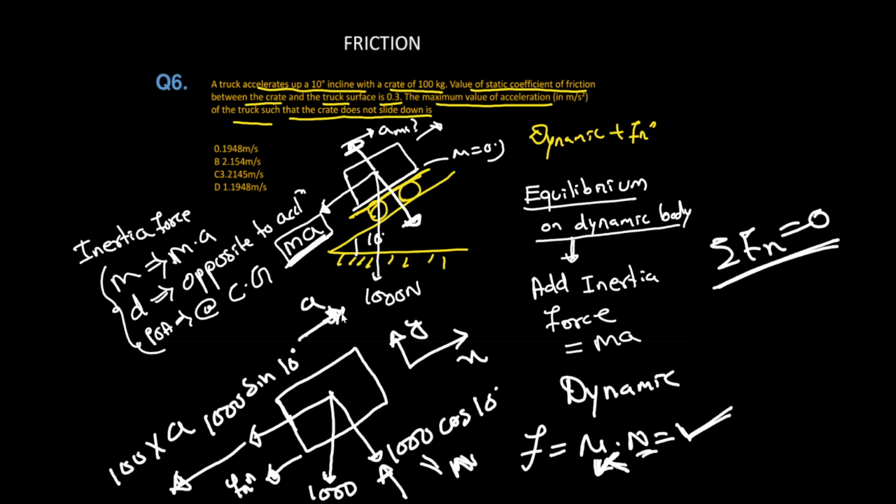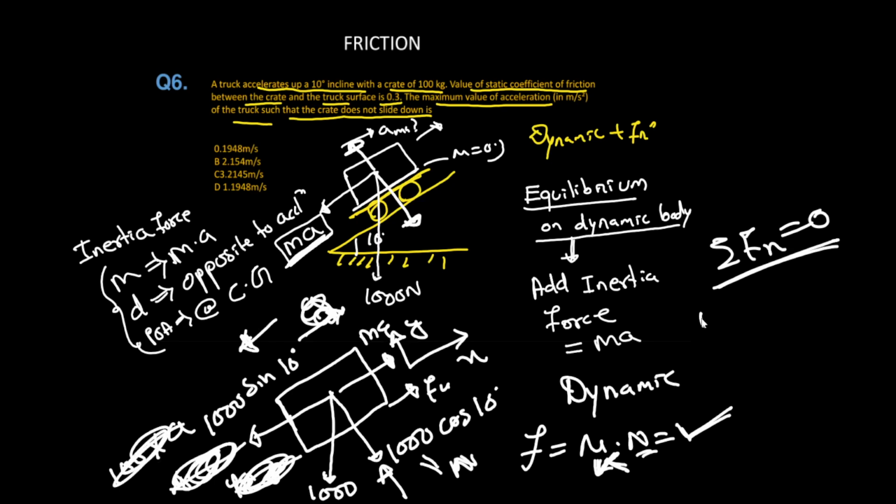No force is given, so the acceleration is in the downward direction. Here the inertia force is in the upward direction, and friction is also in the upward direction. This is ma. So I'll write ma plus the friction, which you can calculate, is equal to the downward component, that is 1000 sin 10 degree. From here you can calculate a easily. This is the way to solve.